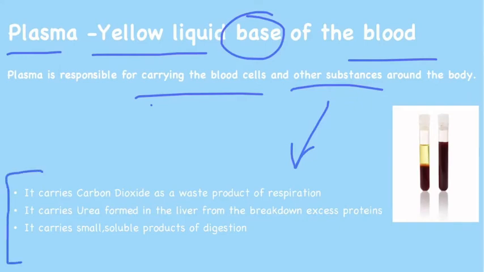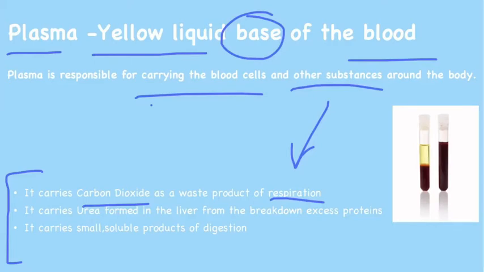So first of all, it carries carbon dioxide, which is the waste product of respiration. So you'll know that our body cells take up oxygen and they make energy from it alongside glucose. And as a product of this reaction, we have carbon dioxide as the waste product. So the plasma in the blood takes up carbon dioxide via diffusion from the cells, and it transports these to the lungs so they can remove this waste product through gas exchange.